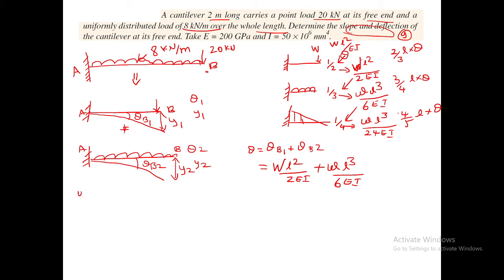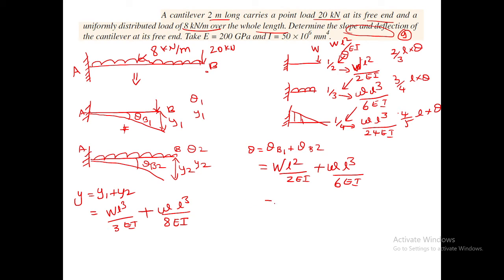For the deflection, y equals y1 plus y2. So y1 is for the end point load, y1 is 2 by 3 into L into theta, so 2 and 3 cancel, giving W L cube divided by 3 EI. Y2 is for the uniformly distributed load, so w L cube divided by 8 EI. Substitute the EI and load values to get the results.